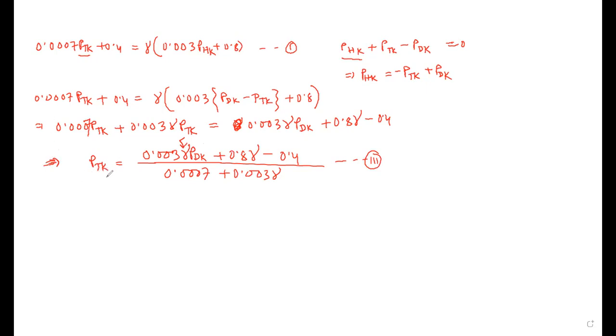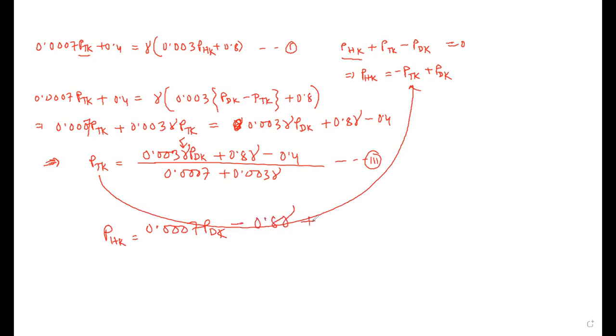So now if I replace this value of PTK over here, then I will get the PHK. So PHK would be simply after the replacement and some small manipulation, you will get 0.8 gamma plus 0.4, 0.0007 plus 0.003 gamma. So again, you can see, well, PHK also is now depending on only the known values of demand at the kth instance, kth time stage, and some iterative value of gamma.